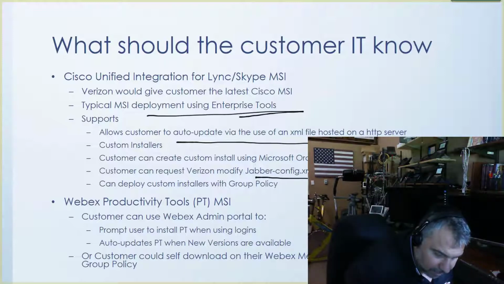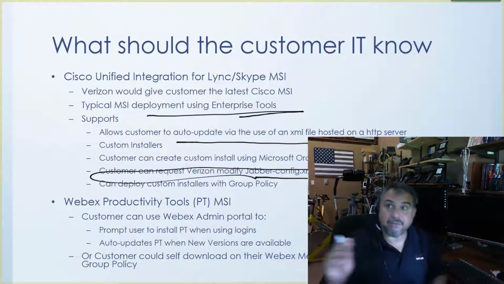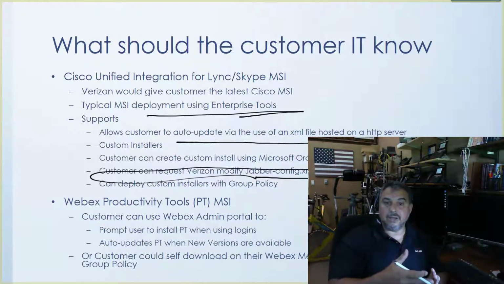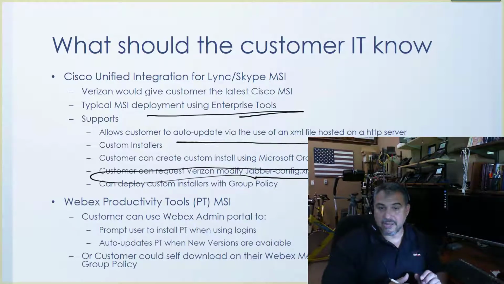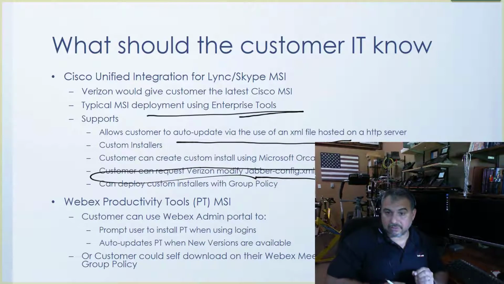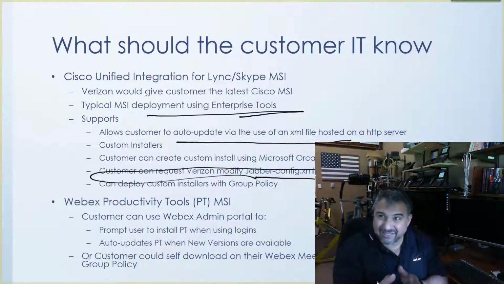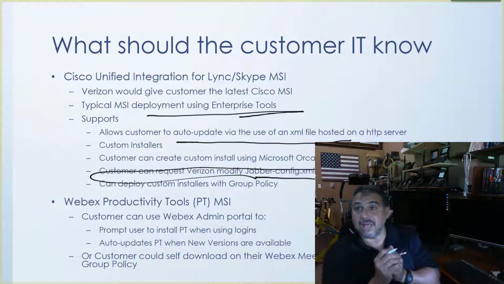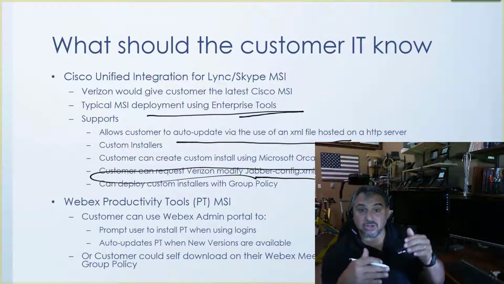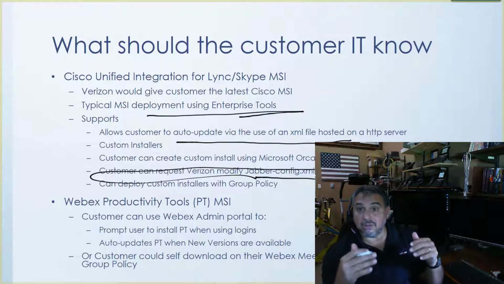So what's this all about? Jabber config is a file that sits in the UCaaS infrastructure, and when these soft clients, Jabber or CUCI Lync, fire up, they go get some parameters from this little XML file. And some of the parameters we can switch on and off on the CUCI Lync.